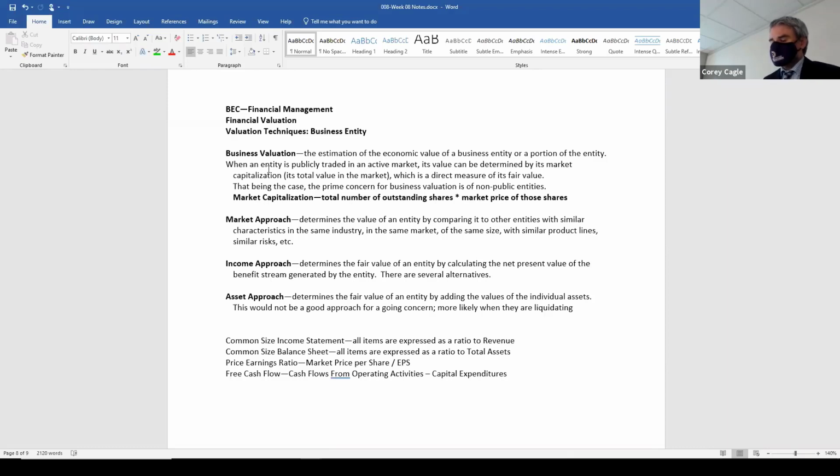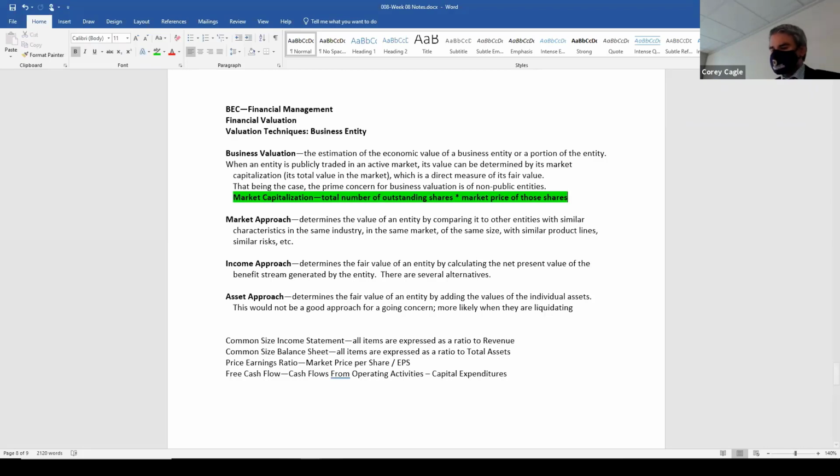So they make the point that our prime concern for business valuation is valuing non-public entities where there is no market capitalization. What we mean by market capitalization is the total number of outstanding shares times the market price of those shares. That's market capitalization. All right, so that's kind of neat.